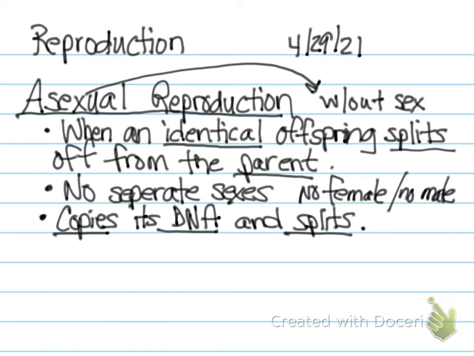So go ahead and copy this down. I'm going to switch pages because I'm on my iPad and I don't have any more room. Obviously, you can keep writing on your sheet of paper. So let's talk about types. So there's several types of asexual reproduction. We're going to talk about two today.